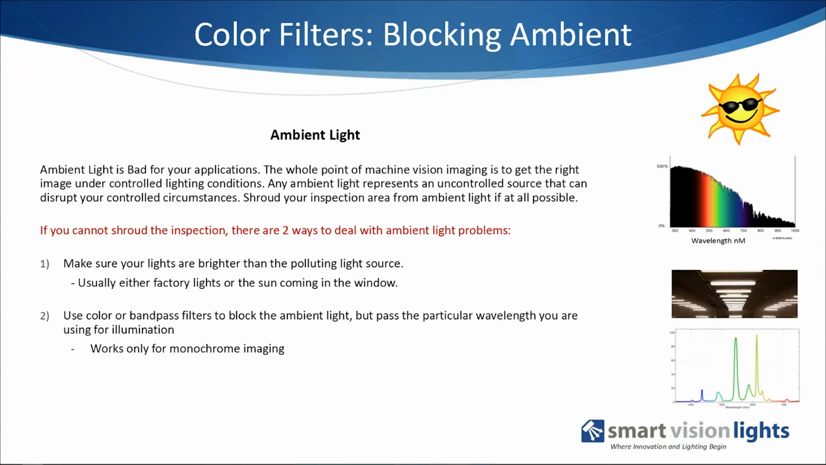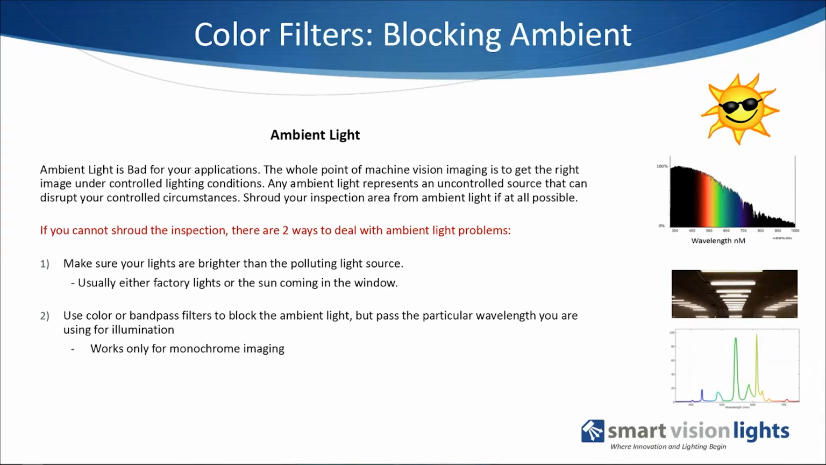So then what do you do? There are 2 ways to deal with ambient light problems. One, just make sure your lights are brighter than the polluting light source. So if you have overhead fluorescent lights, for example, which is very common, or in factory settings they might be metal halide lights or similar, then you try and just in your area use very bright lighting, and certainly at Smart Vision Lights we specialize in very bright lighting, and you try and just overpower that so that your light is providing 90% or more of the light that the camera is capturing, and then you will control that.